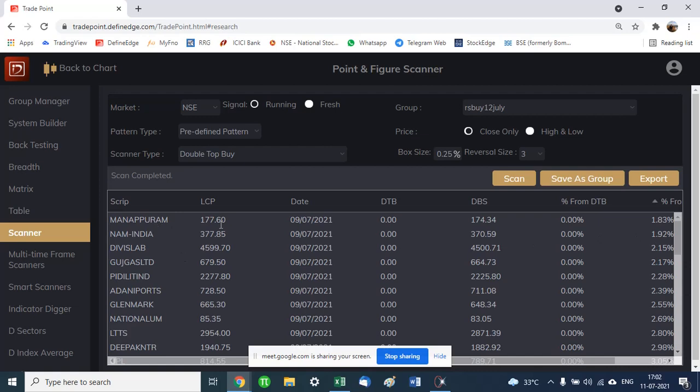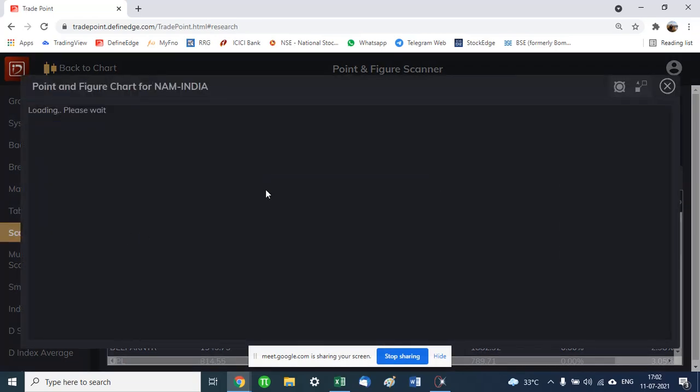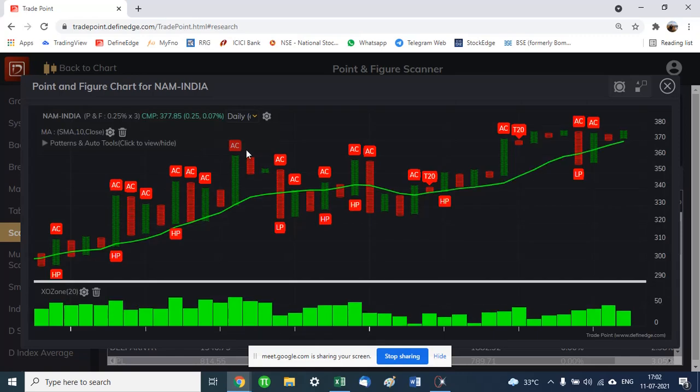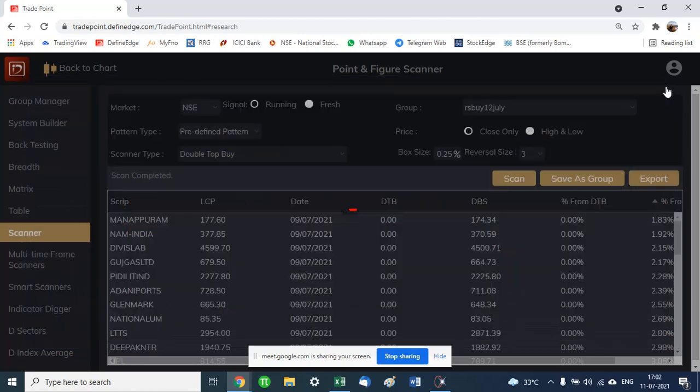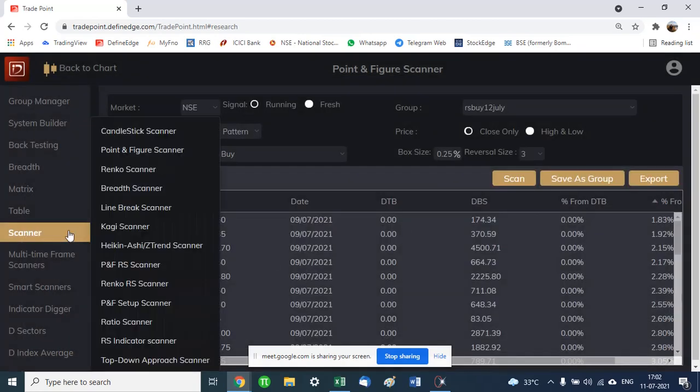Here you can see Manappuram, NAM India, these are showing double top buy and the stop loss is pretty small. So if you click the NAM India chart, we can see here it's above the moving average and it has generated double top buy. We have an anchor column here where we can plot the target and we can enter this trade, right? So these are some of the scans which you can use.